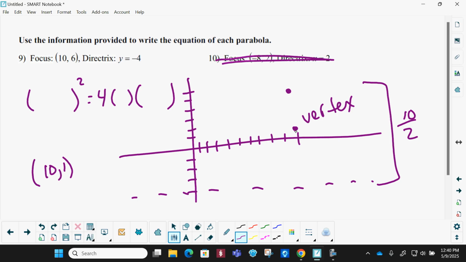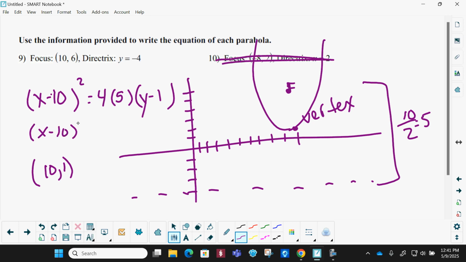Now, I can never cross my directrix. Remember, my focus right here is always inside. So it opens up. This is an x squared problem. So that means x come first, change your sign. And then we said the distance here was 5. So put the 5 here. It's positive because we go up. So your final answer is this, 20 times y minus 1. Okay. So far, so good.